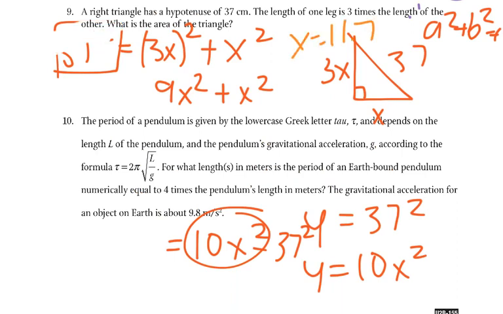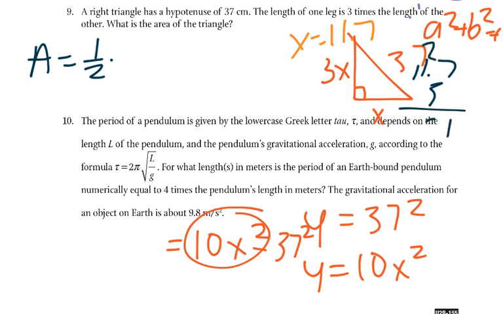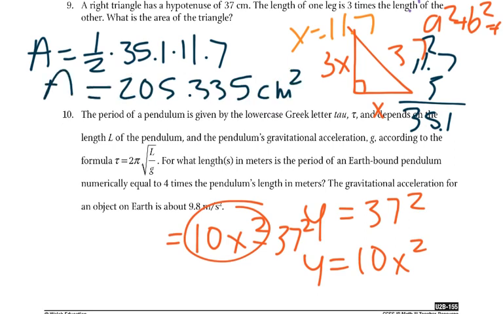So if I know what x is, then using the formula for area of a triangle, I go 1/2 times base times height. So 3 times 11.7 would give me 35.1 times 11.7. So then I just multiply that out and go 1/2 times 35.1 times 11.7. And we get our area of 205.335 centimeters squared.